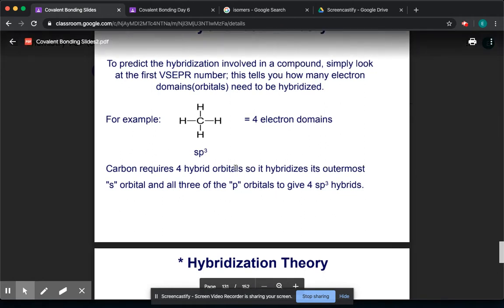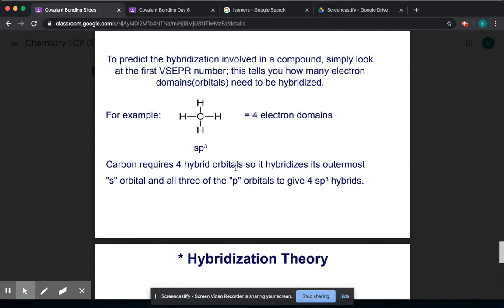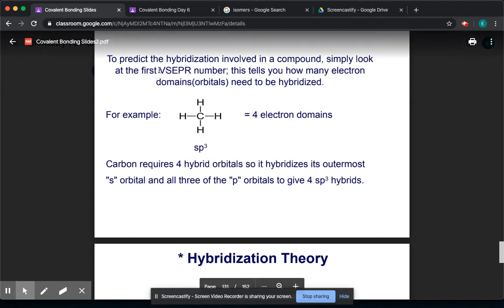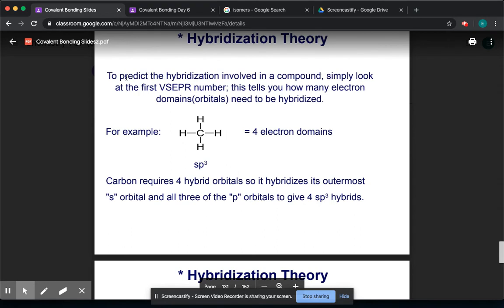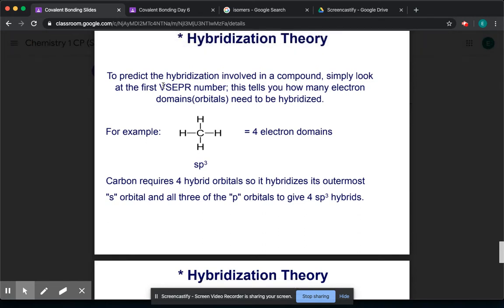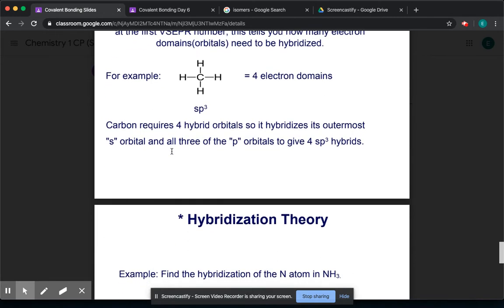Okay. The easiest way to know what type of hybridization you're going to get is just by looking at that first VSEPR number. Okay. It says here to predict the hybridization, you just have to look at the first VSEPR number, which is the number of bonds and lone pairs around the central atom. And remember that double and triple bonds still count as 1.